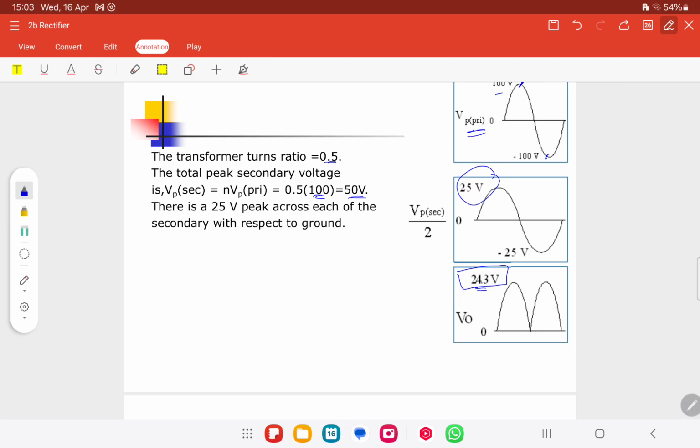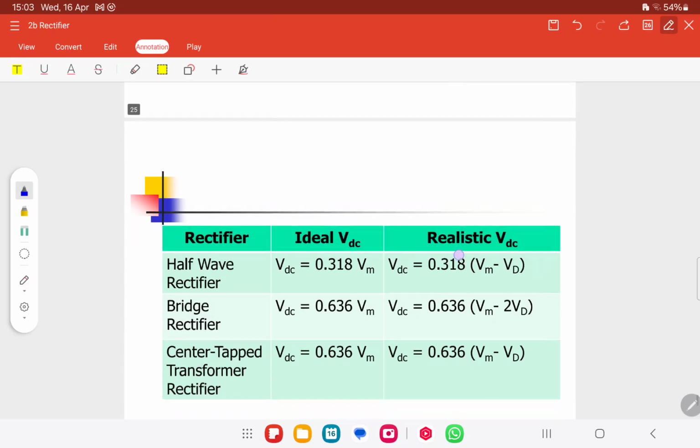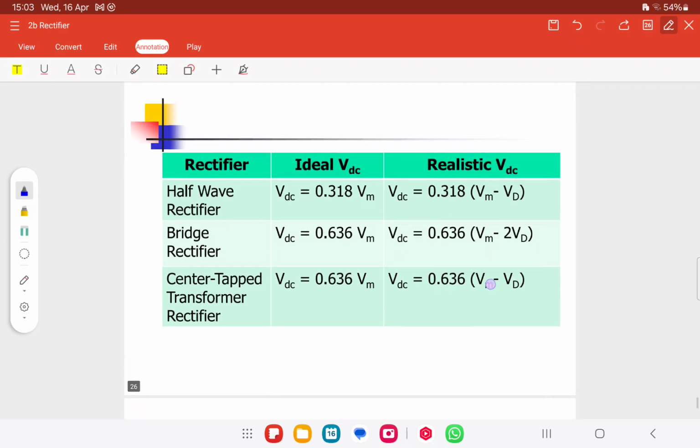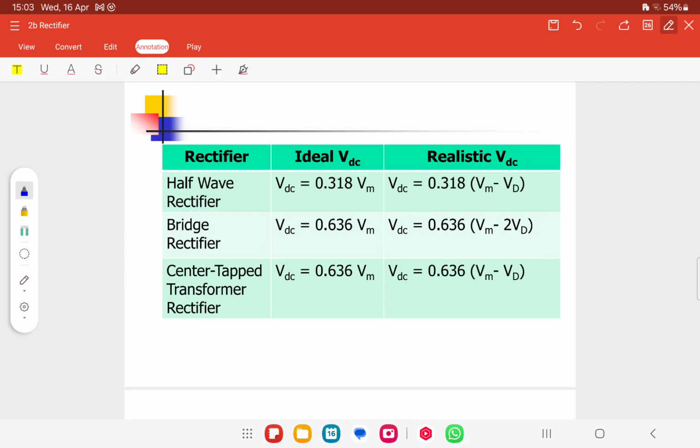What else? Only a little for this rectifier, but then you need to understand the applications of the diode. Okay, so this is a recap of what we have learned today. We have the half wave rectifier. What is 0.318?